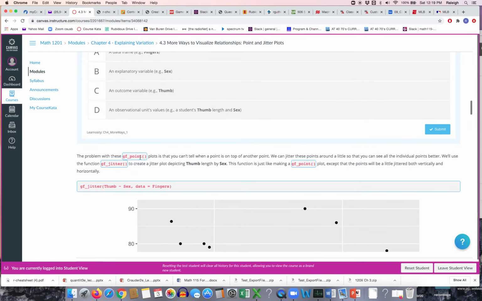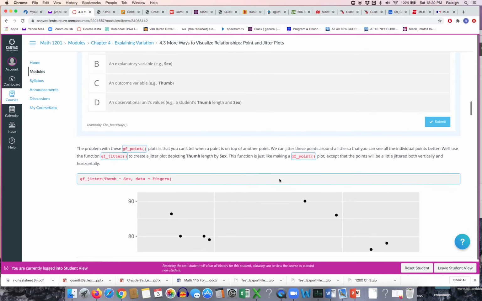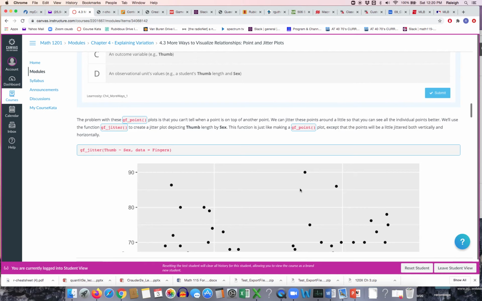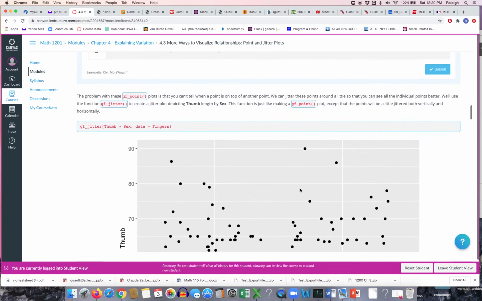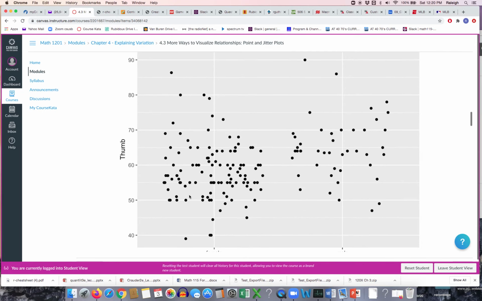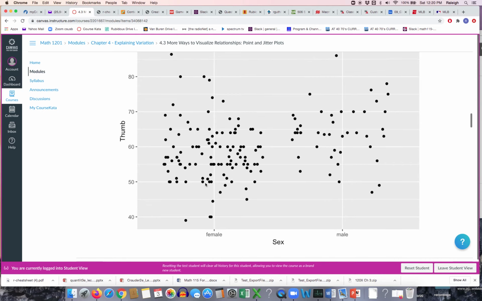Well, the problem with gf_point, of course, is you can't tell when a point is on top of another point. This is something I'd never really done before, but it's possible to do. You can jitter these points around, move them left and right a little bit, and even up and down later. We can see all the individual points better, so that's what they did. They put in gf_jitter, apparently some default commands, and that's all they did. And now you can see this is exactly the same data set as before, except it's been moved back and forth. And this very popular value, looks like 55 for the females, has been moved from left to right.